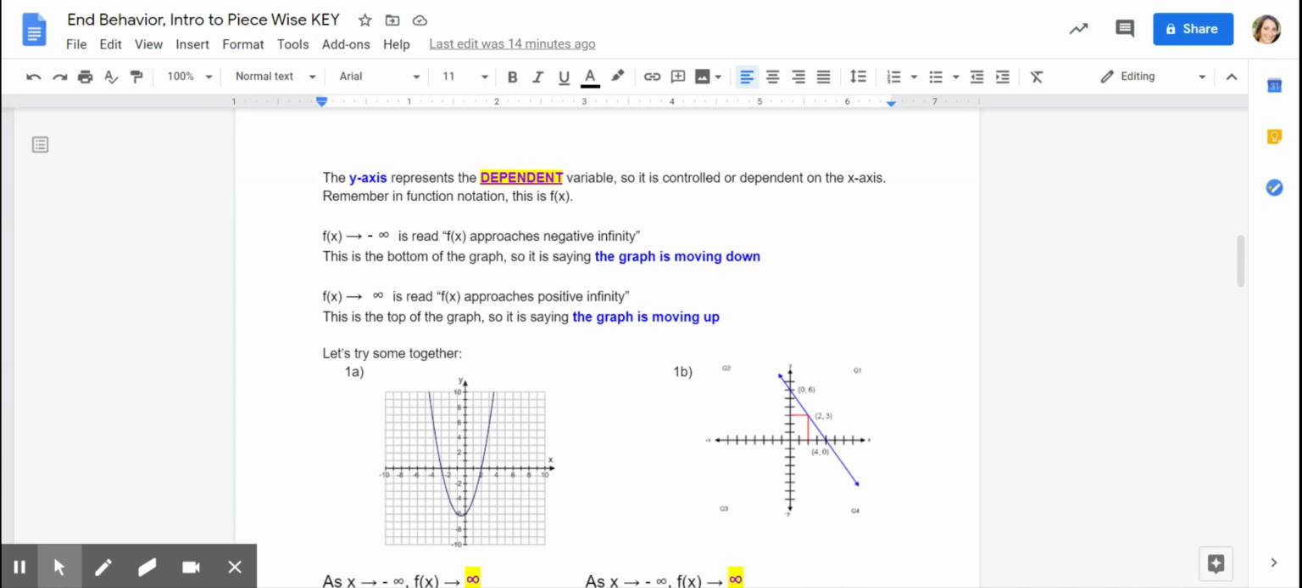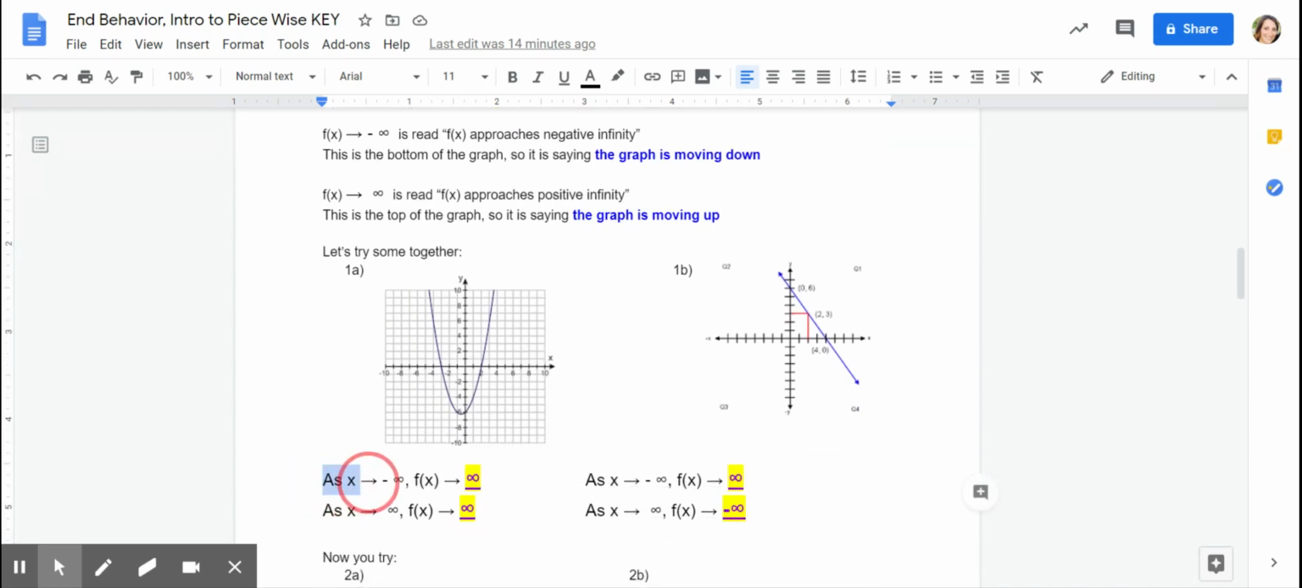All right, so let's try some together. As x approaches negative infinity, in other words, the left, because here's x, negative infinity is over here. They're saying, what is the left of my graph doing? And I'm talking about end behavior. So what is the left end doing? Well, it's going up. Up is said f of x approaches positive infinity. All right, so as I go to the left, my end is pointing up. That's all that line says.